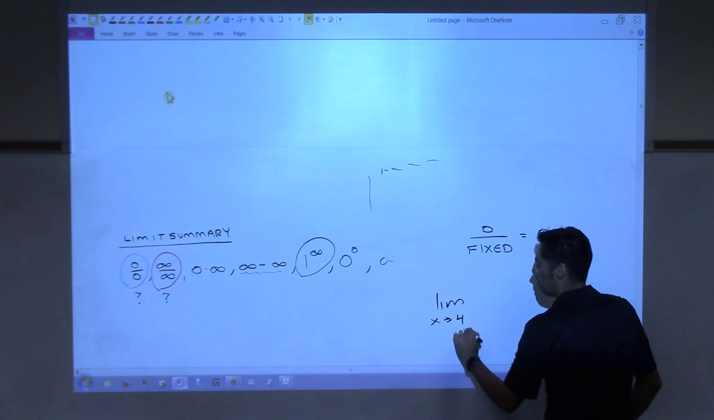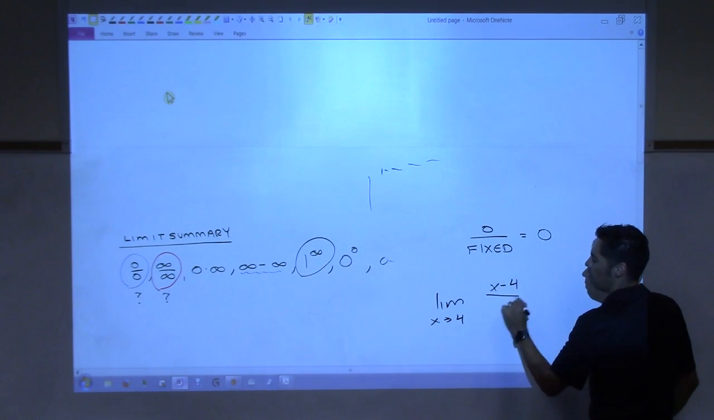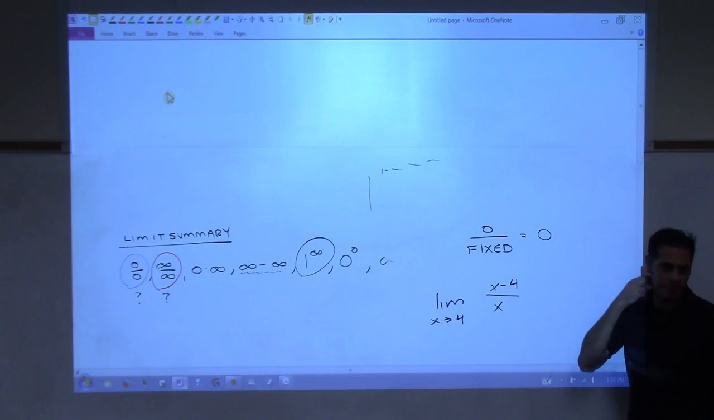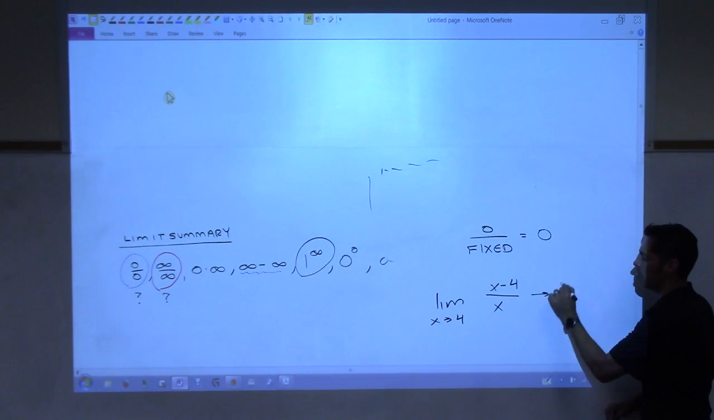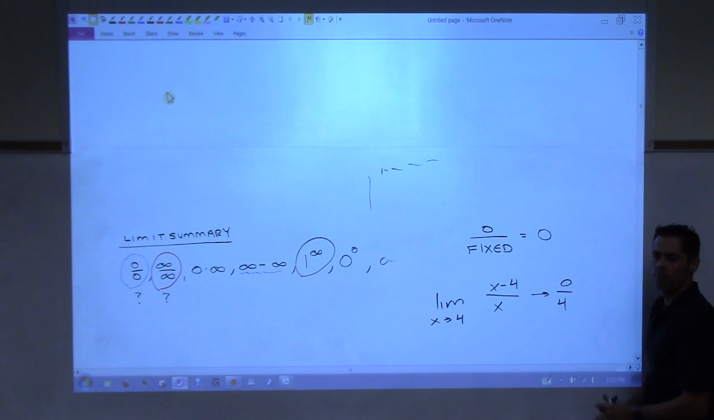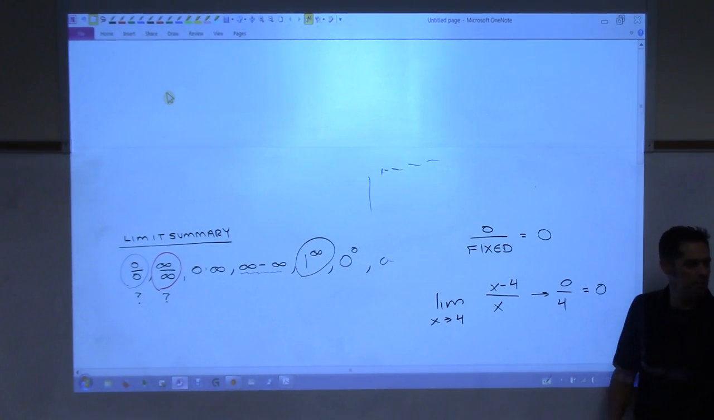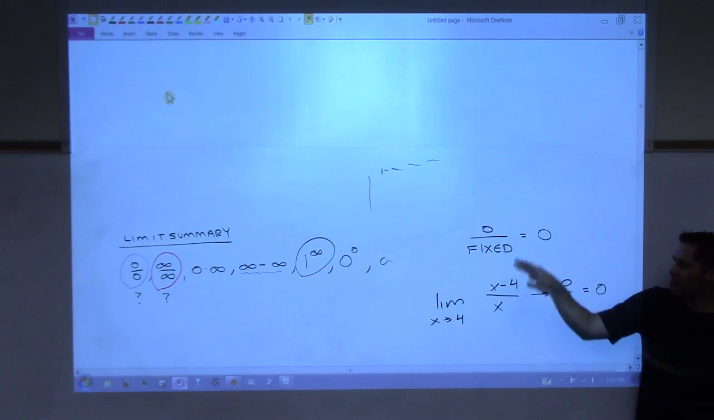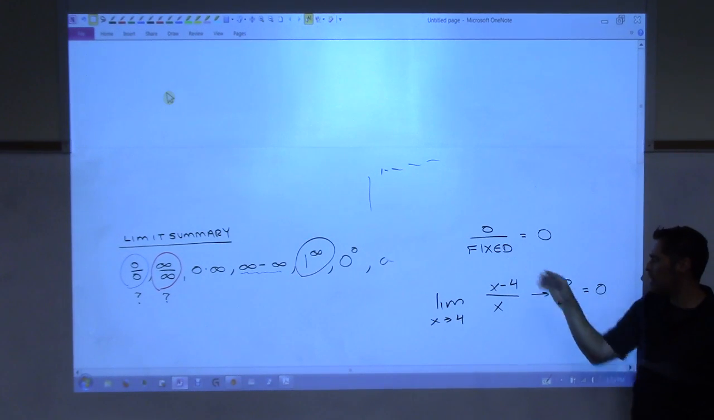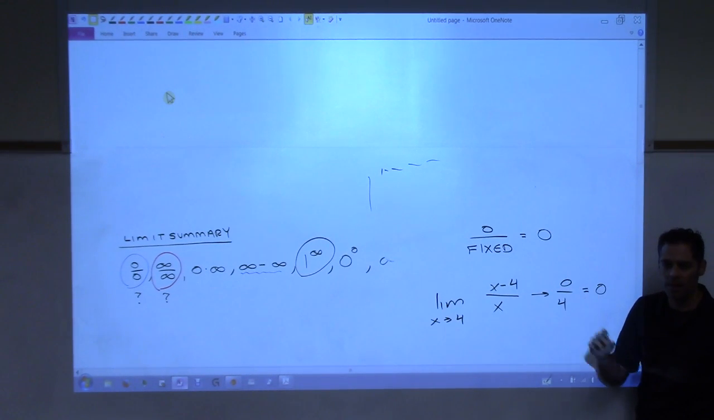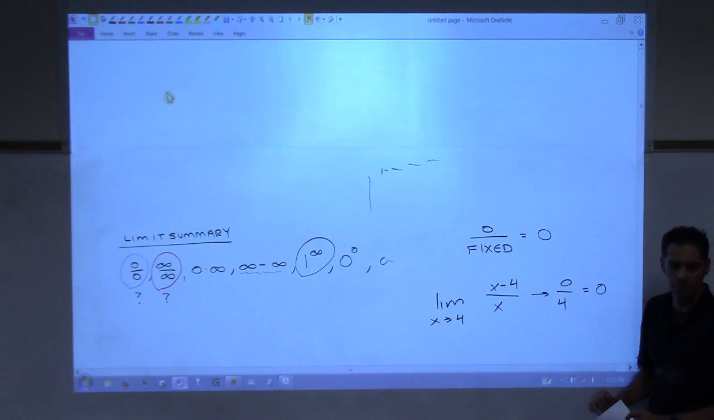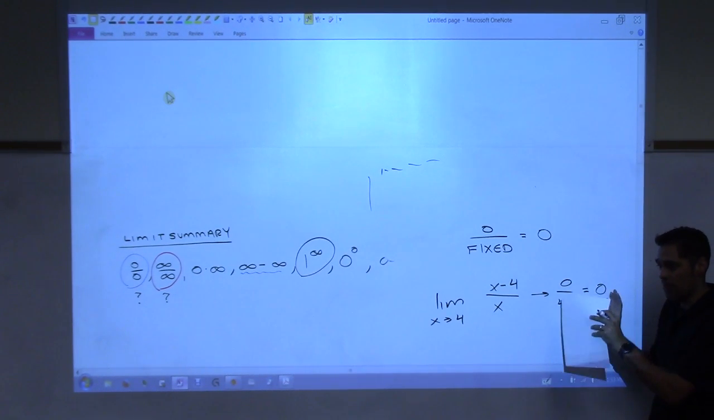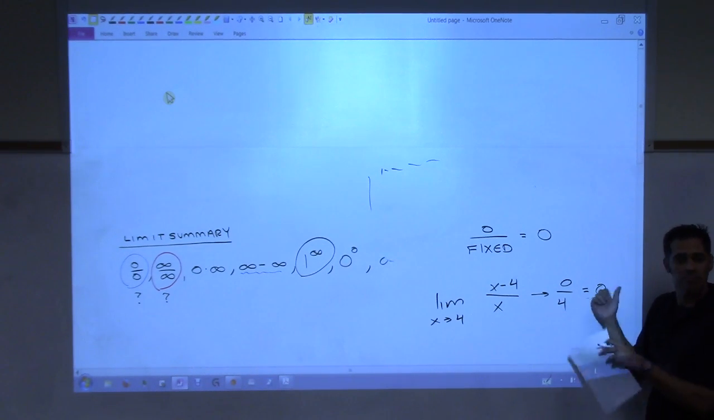X goes to 4 of x minus 4 over x. Look at this limit. What's the top going to? 0. So it's approaching 0 over 4. Answer 0. Done. There's nothing to do. It's okay to have 0 happening on top and something other than 0 happening on the bottom. That's fine. This is not calculus. This is just a simple, analyze, boom, we're done. This is going to happen very seldom. But if we ever see it, we're done.